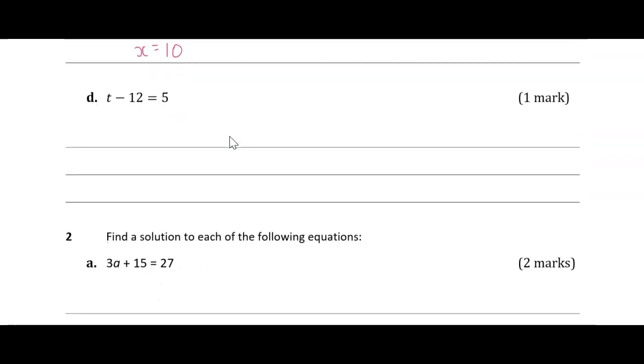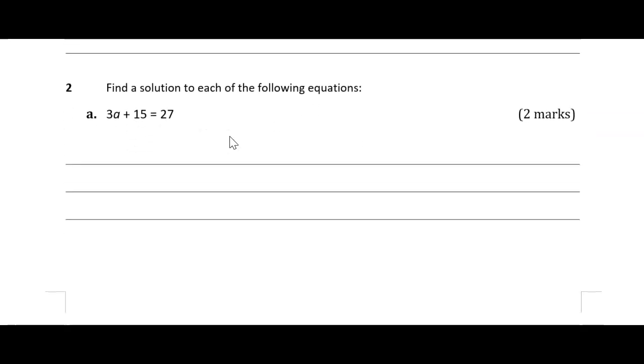We can move on. All right, now we've got t minus 12 equals 5. So doing the opposite, if I'm subtracting 12, the opposite is to add 12. The whole reason we do that is because negative 12 plus 12 is 0. So then we're just left with t on the left-hand side and 17 on the right-hand side. All right, question 2, find a solution to each of these.